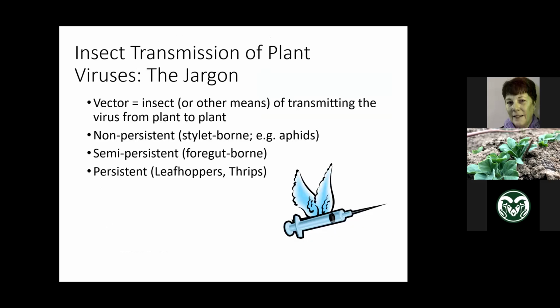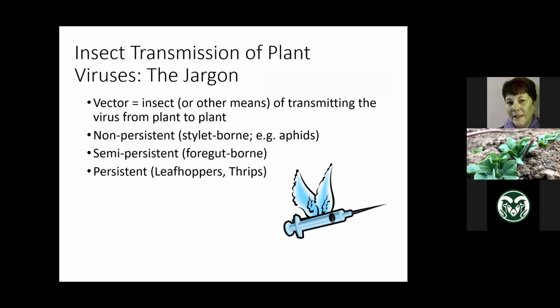So vector means an insect or other means of transmitting the virus from plant to plant. We can characterize insect movement by three different types. We have non-persistent, meaning that the insect picks it up on its stylet as it's feeding on the plant, and then it can transmit it right away. An example of that would be aphids.